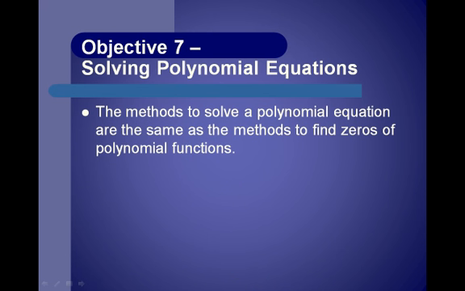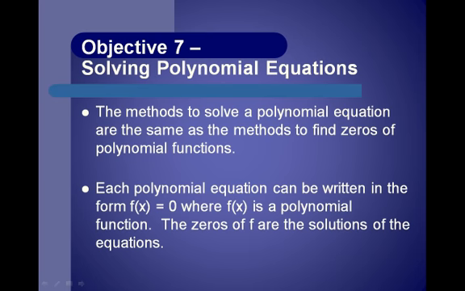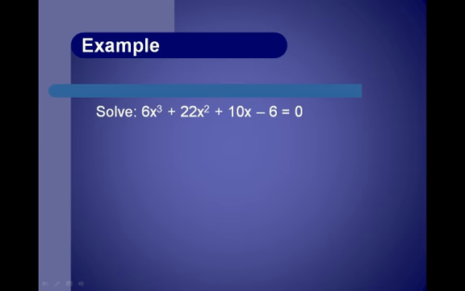Objective 7, solving polynomial equations. The methods to solve a polynomial equation are the same as the method to find zeros of the polynomial functions. Each polynomial equation can be written in the form f of x equals 0, where f of x is a polynomial function. The zeros of f are the same things as the solutions of the equations. So to solve this equation, 6x to the third plus 22x squared plus 10x minus 6 equals 0, we're going to do exactly the same thing.